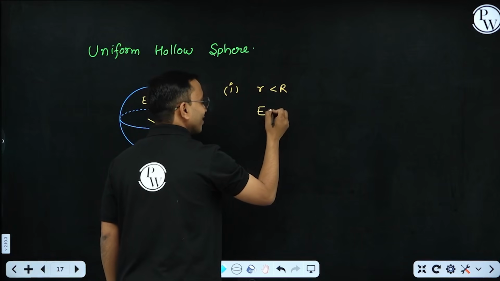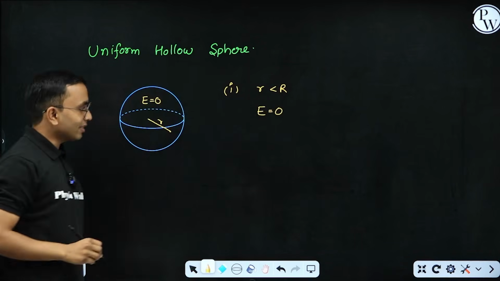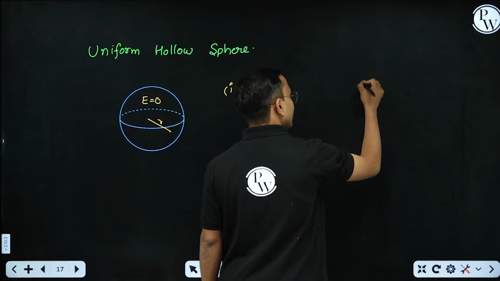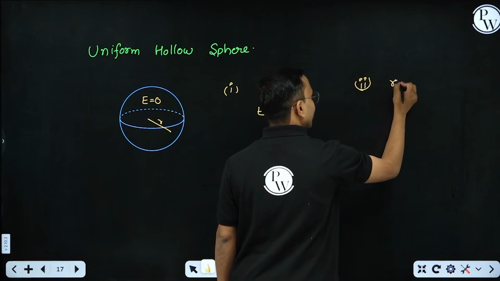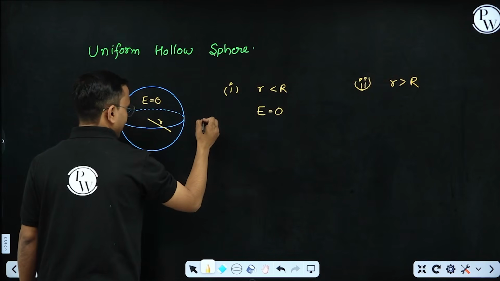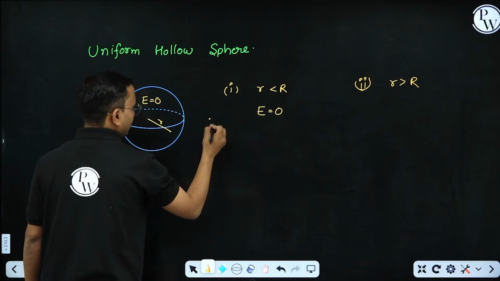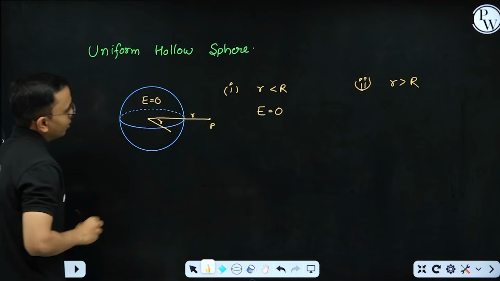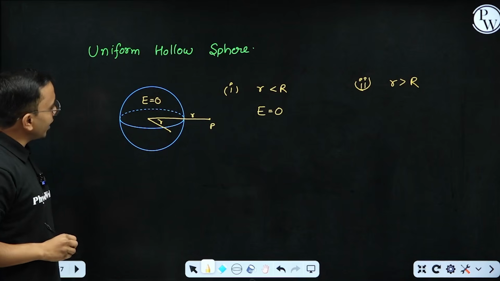Gravitational field here. Okay, so E is equal to 0. Second case, r greater than R. You are considering a point which is outside it. Let us take here, this is my point P and this is my distance r now. So what will be the field there? How will we write it?